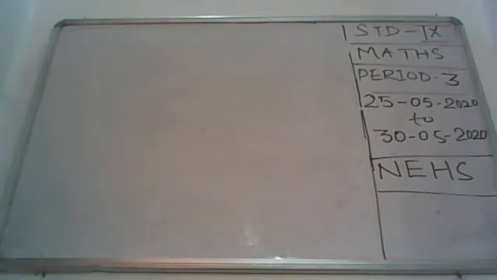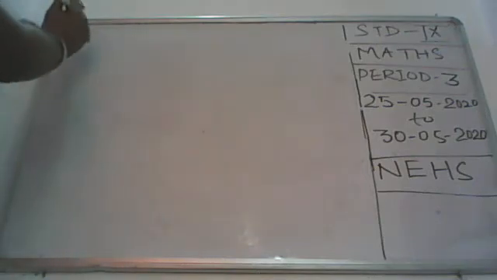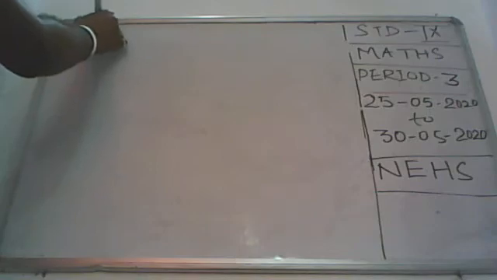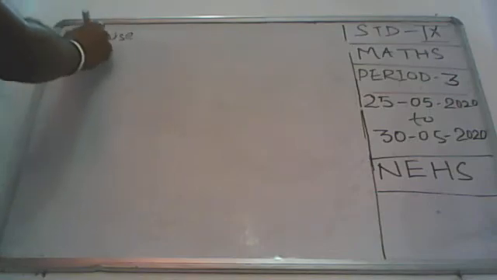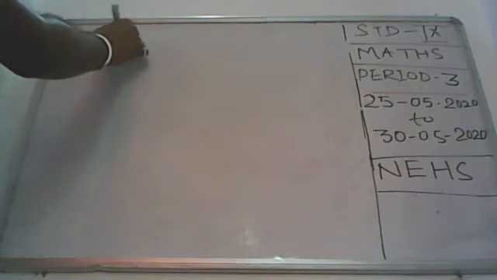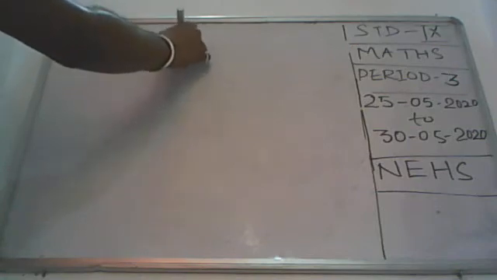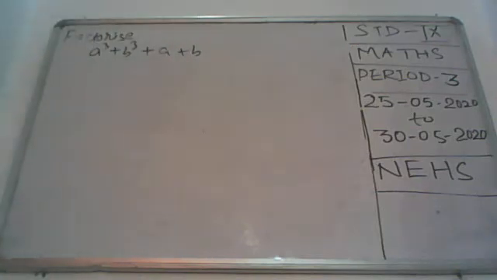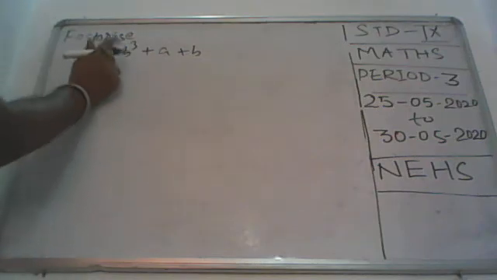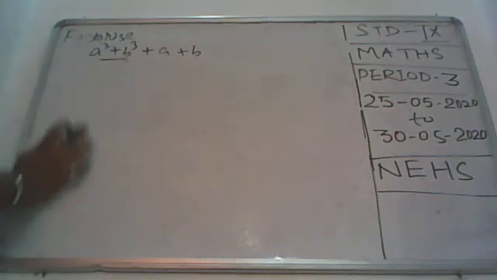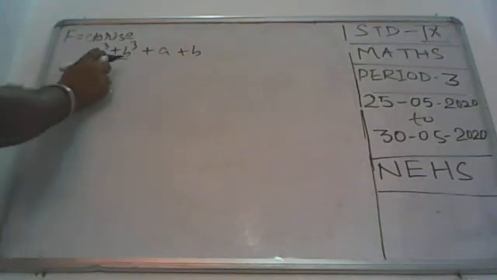Suppose here they have given: factorize a cube plus b cube plus a plus b. You will say, sir, this is totally different. I can't use a common factor either. Then focus on this part, a cube plus b cube. It will give me a plus b.